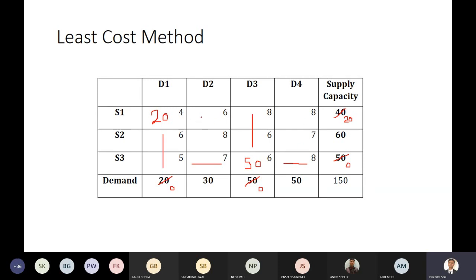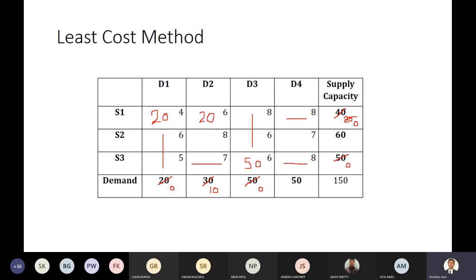What is the maximum that I can allocate here? 20. Okay, so let's allocate 20 here. The minute I allocate 20 there, I'm left with only 10 units of demand, whereas the supply capacity has been exhausted for S1. So that means no further allocation would be coming here.